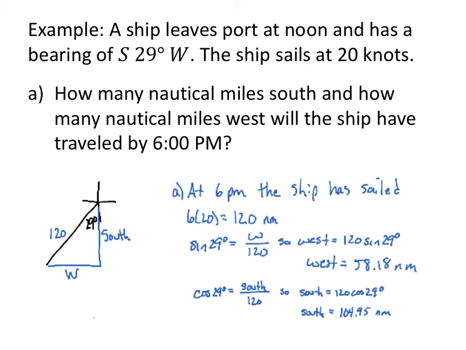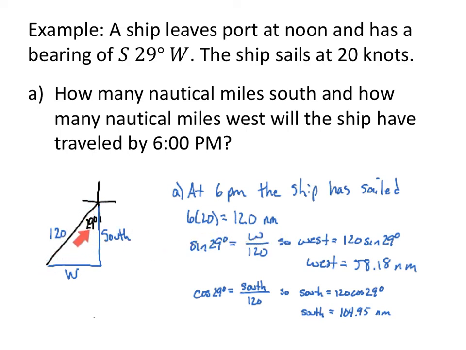Let's take a boat. A ship leaves port at noon and has a bearing of south 29 degrees west. So facing south, we rotate 29 degrees towards the west. So this angle is 29 degrees. This is south, this is west, obviously. And the ship sails at 20 knots. How many nautical miles south and how many nautical miles west will the ship have traveled by 6 p.m.? It leaves at noon. 6 p.m. is 6 hours later. 6 hours at 20 knots is 120 nautical miles. 120 nautical miles is my hypotenuse.